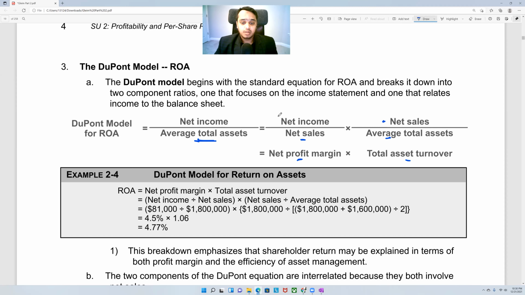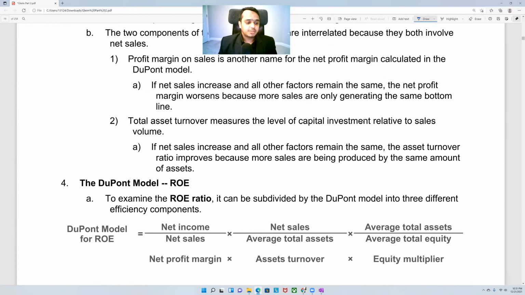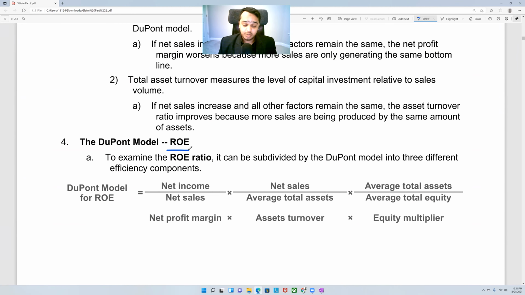If you just see here, your net income is here and your average total assets is here. You can directly divide these two and get your normal return on assets, but you're taking your net sales into the picture so that you get a more proper understanding about it. That's the only reason, to understand how much sales is affecting it. That's it, nothing else. Then we have this DuPont model on ROE, return on equity.